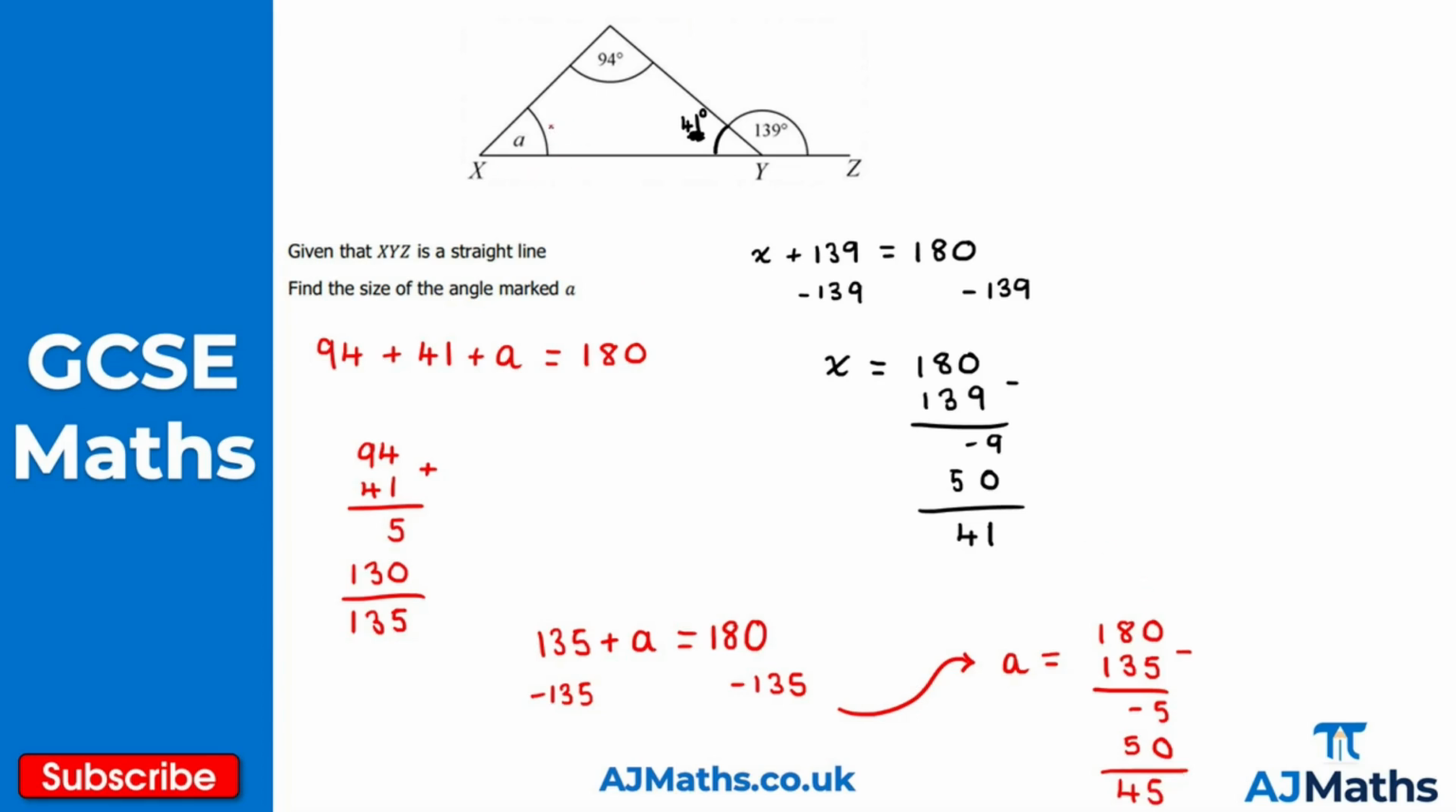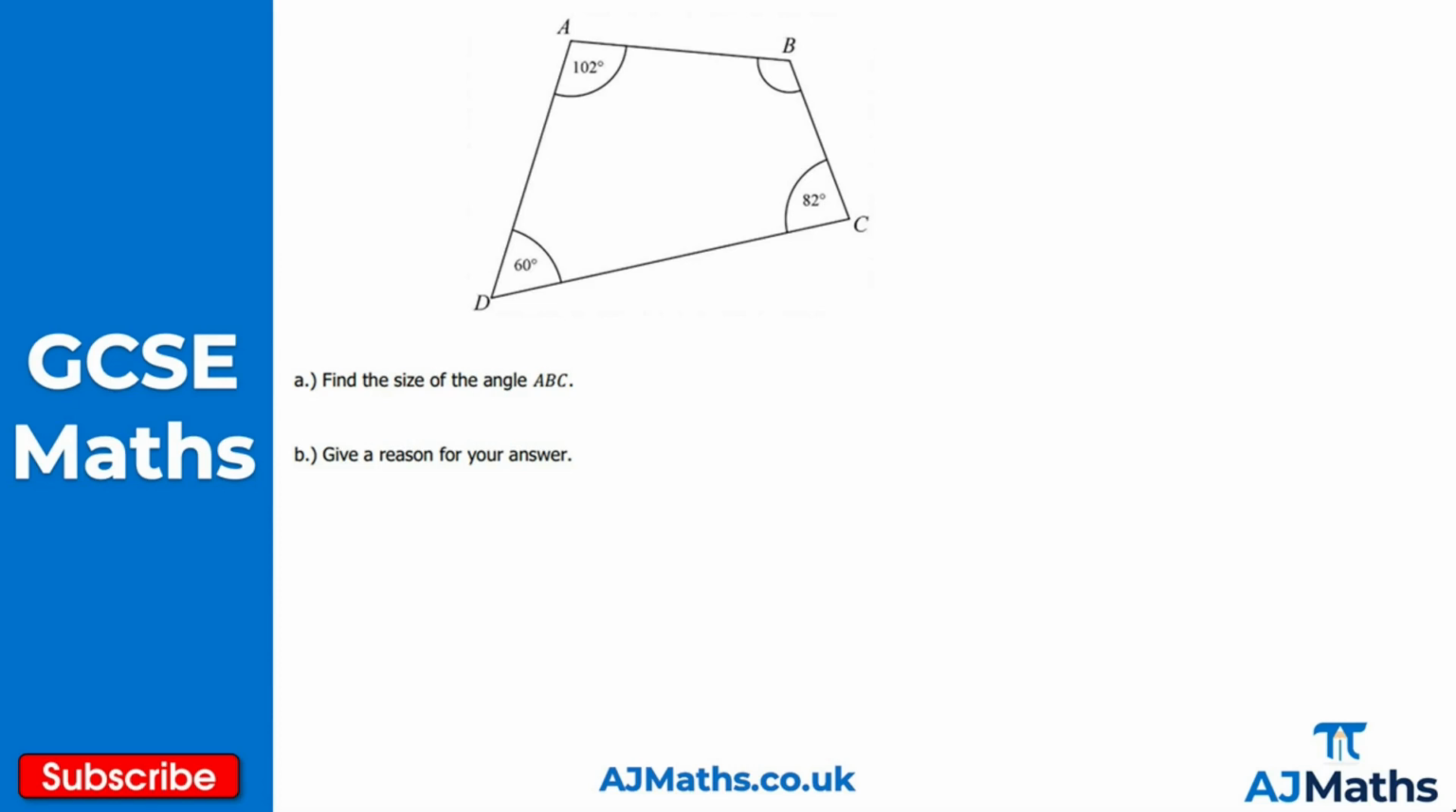So this angle here is 45 degrees. Okay, that gives us the solution to question 4. Moving on to the very last question here, what I can see straight away is we have this diagram. Now this is a quadrilateral. We have 4 sides and we also have 4 angles.